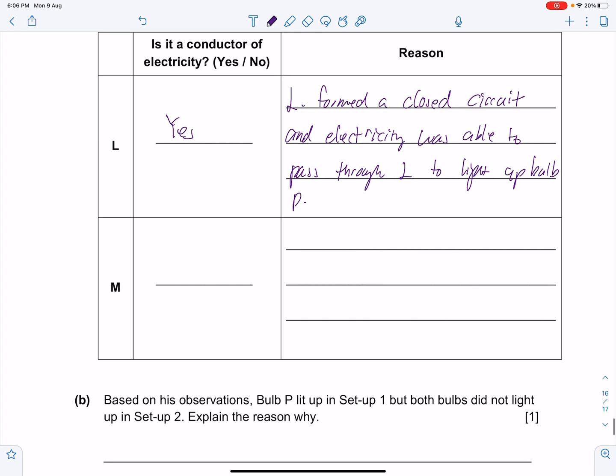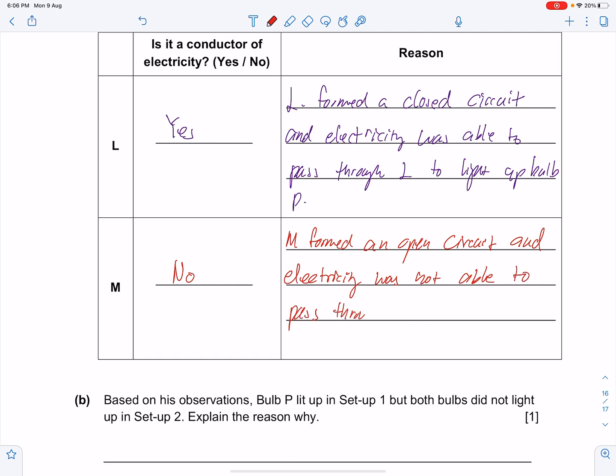Okay, what about M? So remember the swap, it didn't work, so the answer is no. M formed an open circuit and electricity was not able to pass through M to light up P.